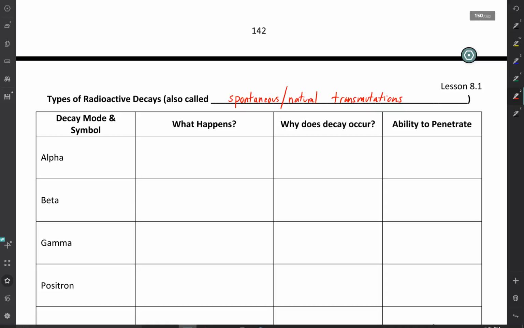Is it going to pass right through you? Can it kind of get a little bit through your skin? So on and so forth. All right, so first up we have alpha decay.